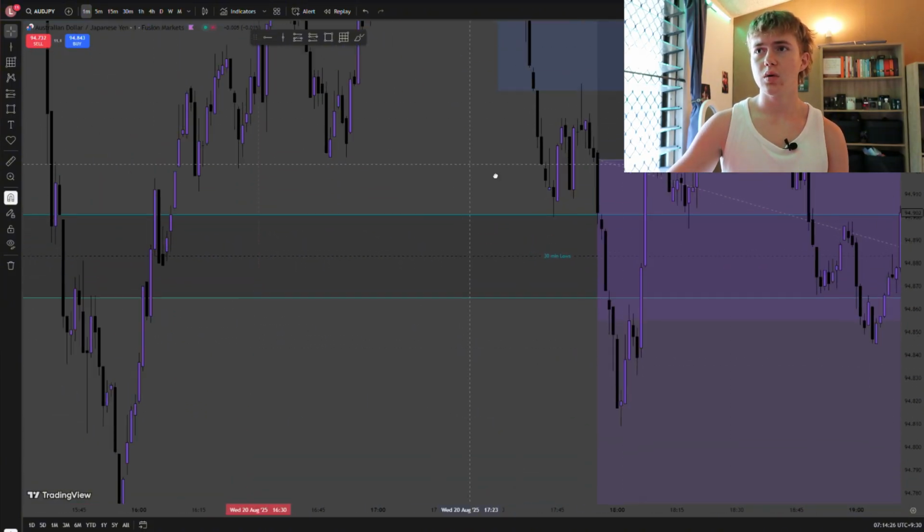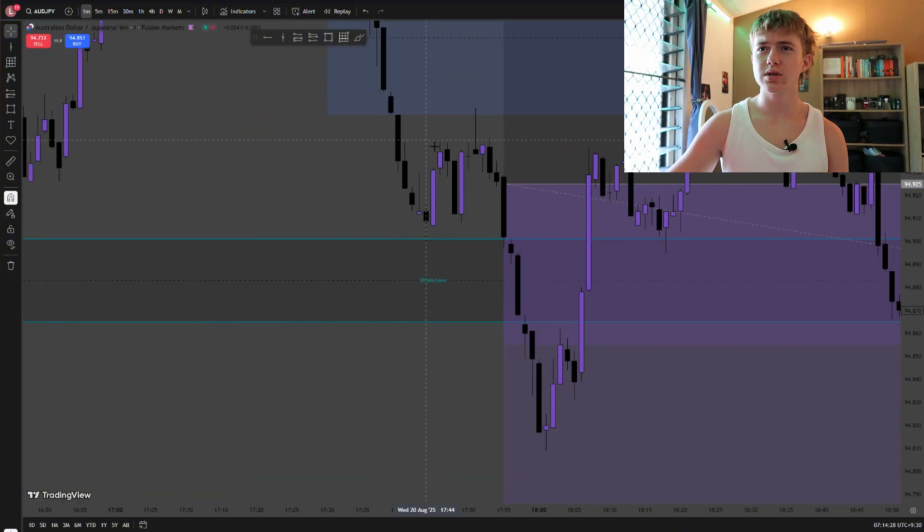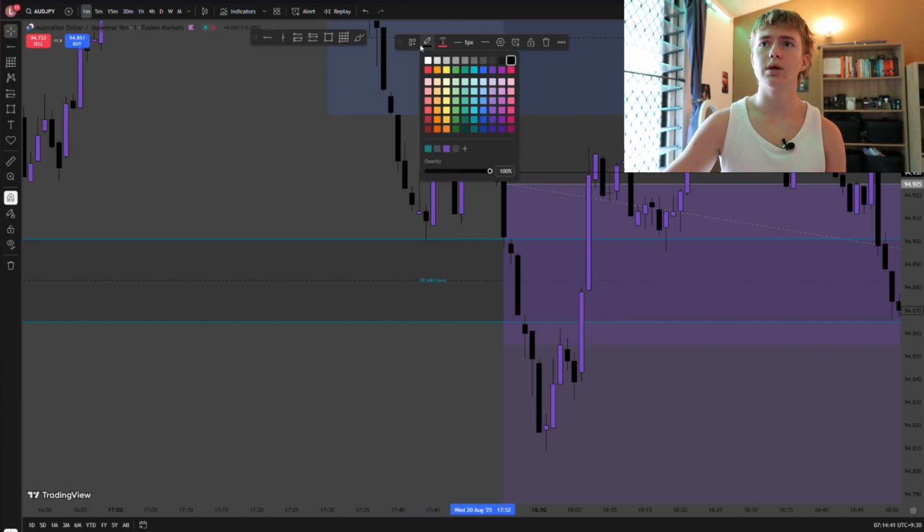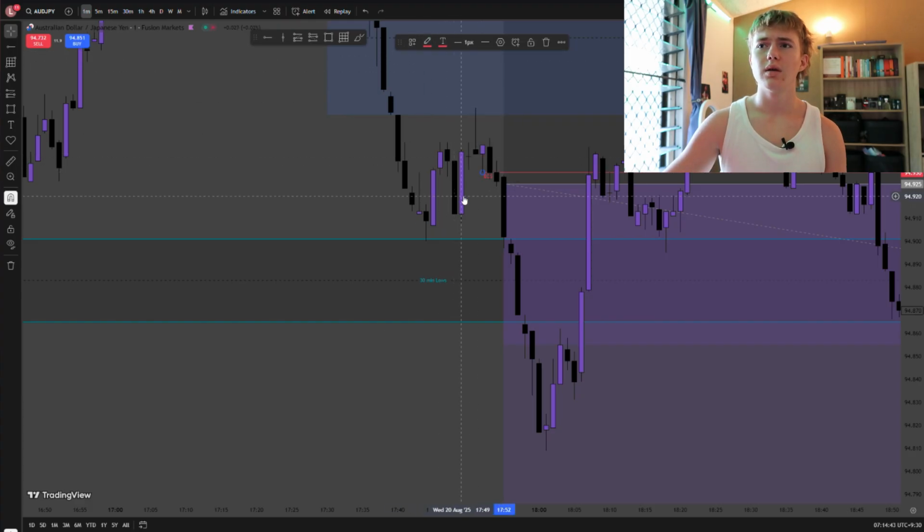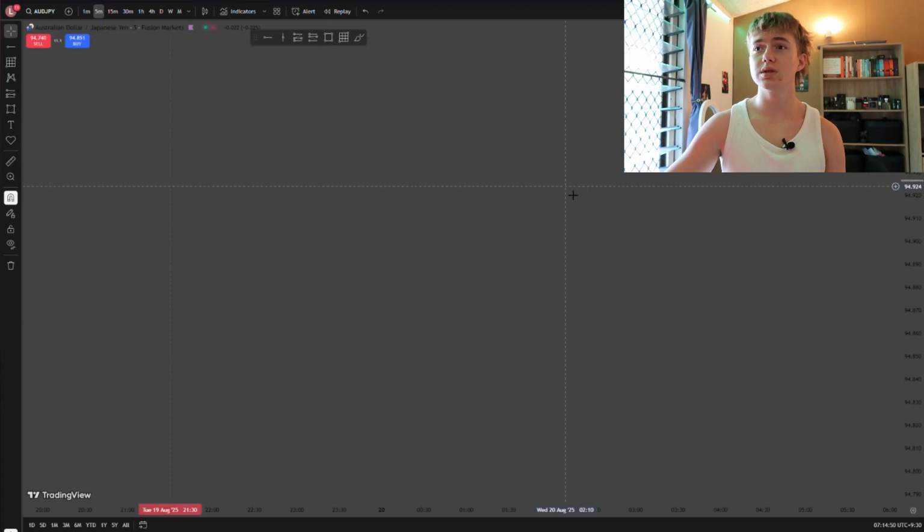And then zooming into the 1 minute, it was pretty simple. Just 1 minute. Did we get a break of structure? We did. So it was just a 1 minute break of structure to the downside, which we get off of. We see this down candle and then an up candle. That's a low. Make that red. We just waited for a close, which was from this candle. Enter.